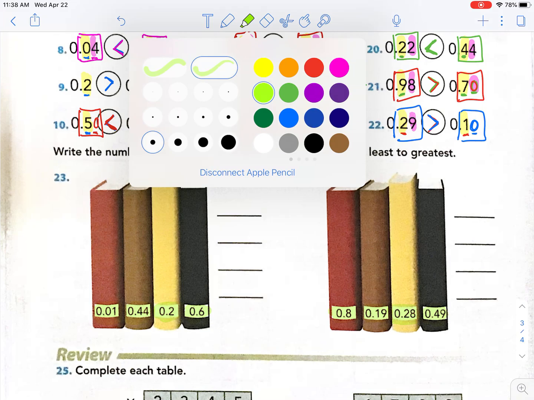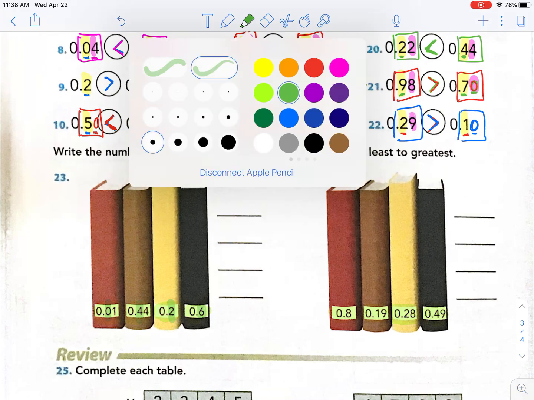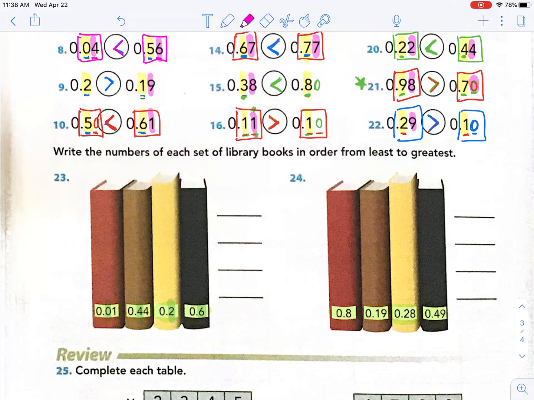So the one thing we need to do, I'm going to highlight in a different color this time. I'm going to highlight in darker green. I'm going to highlight all the tenths place, okay? Because it helps me see it. Maybe I'll even use a different color. We'll go back to pink. I'm going to highlight all the tenths place. Tenths, tenths, tenths, tenths. If none of these numbers match, boys and girls, I don't even have to look at the hundredths place. Because I can just look at the tenths and think of how many dimes we have and say which one's going to come first.